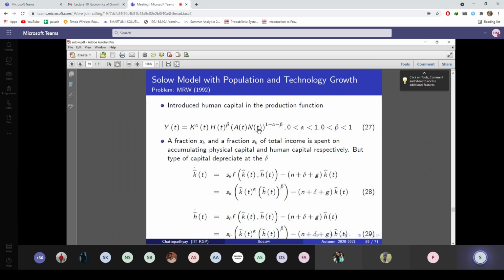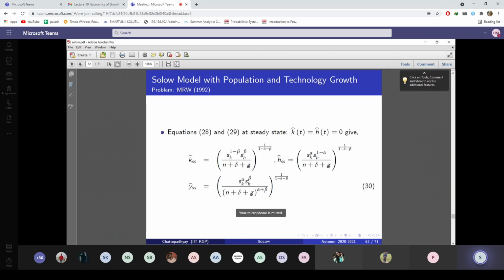So if you want to write down the fundamental equation, you define the state variable K hat as capital K divided by AN, small h hat as capital H divided by AN, and small y hat as capital Y divided by AN. So I can set K hat dot equals to 0, H hat dot equals to 0. And if you do that, I can simply solve for the steady state value of per capita capital stock, per capita human capital, and per capita output.